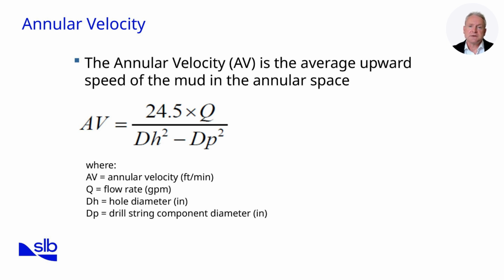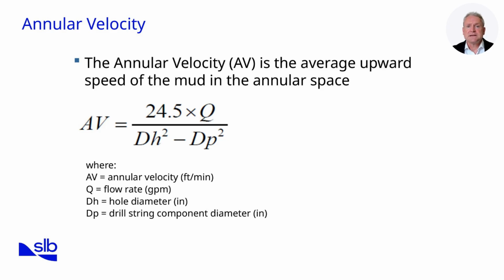dH is the hole diameter in inches. dP is the diameter of the drill pipe or bottom hole assembly component, also in inches. The difference between these two values gives us the annular cross-sectional area, the space through which the mud flows. Now, what does this mean in practice? If the annulus is large, velocity will be lower for the same flow rate. If the annulus is tighter, velocity increases.